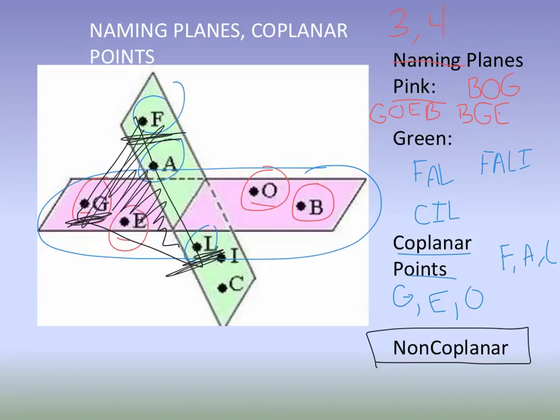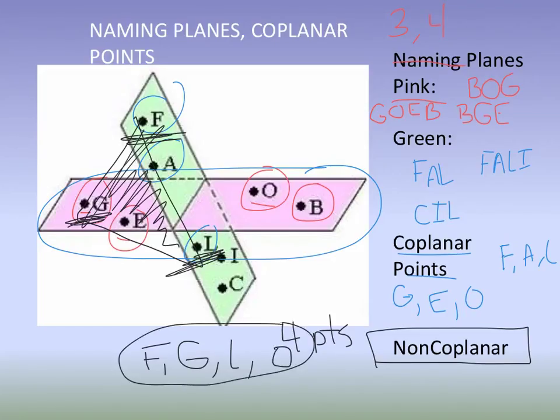You always need 4 points to be non-coplanar because 3 points are automatically coplanar. So my 4 points are F, G, L, and then pick another point, O. These are 4 non-coplanar points and they have a comma in between.